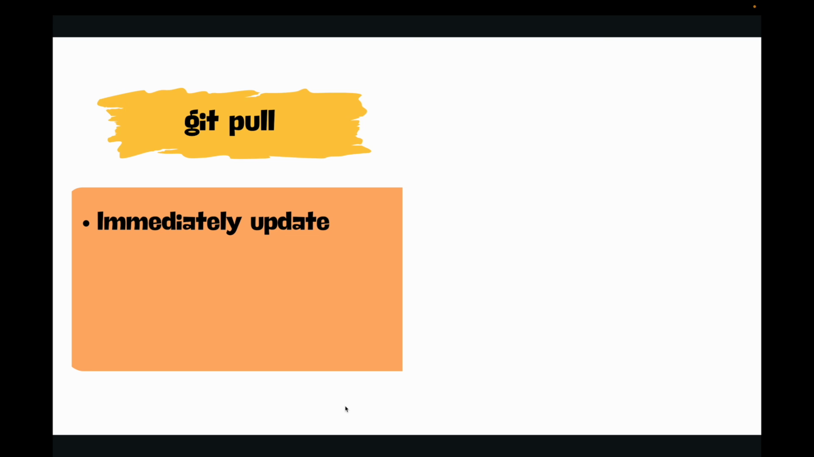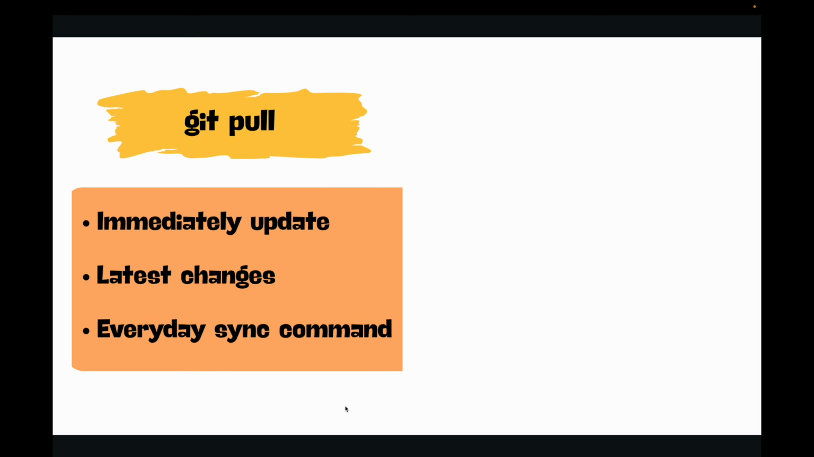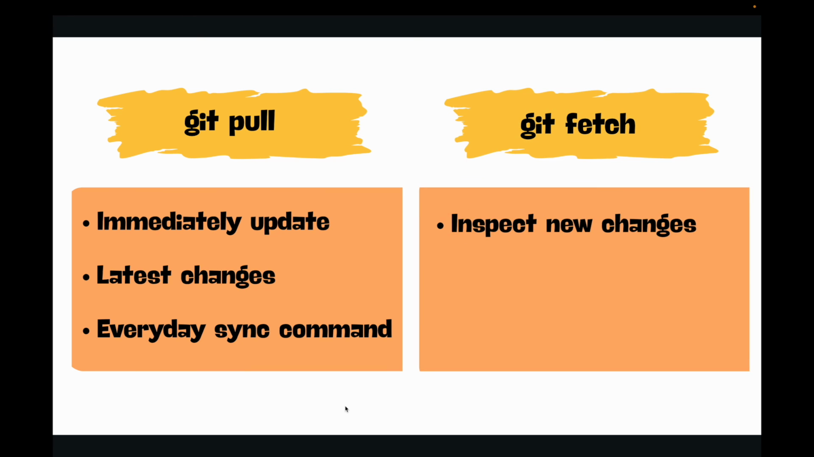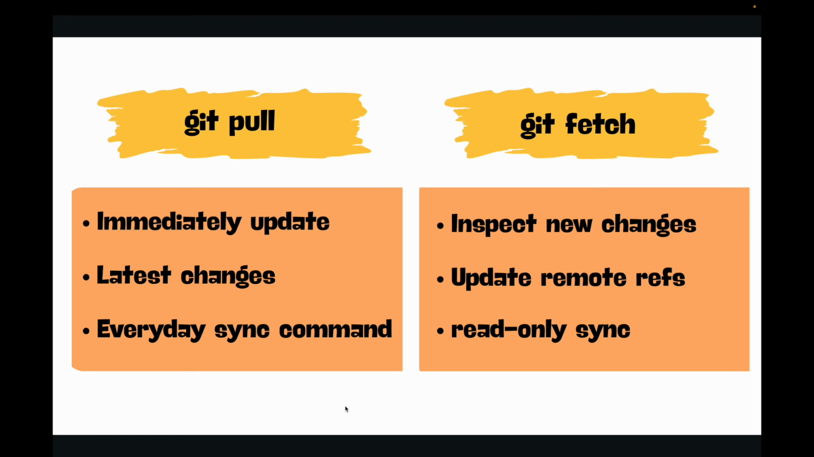Use git pull when you want to immediately update your current branch with the latest changes from the remote. This is your everyday sync command. And use git fetch when you want to inspect any new changes on the remote before integrating them, or when you're on a different branch and just want to update your remote tracking references. Think of it as a read only sync.